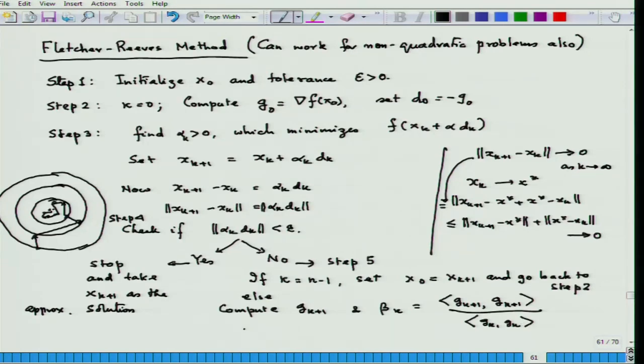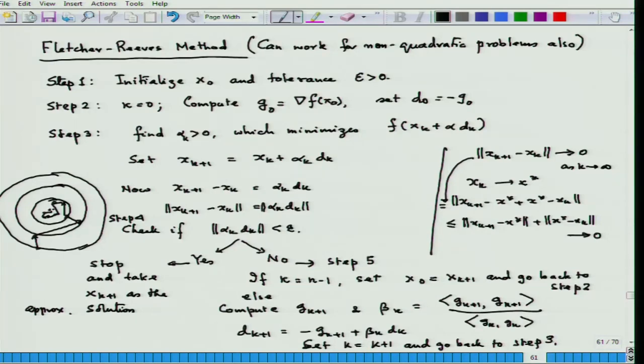And then you compute the next direction d k plus 1, because from x k plus 1 now you have to go to x k plus 2. So you are computing d k plus 1 is equal to minus g k plus 1, in the same way we have done for the Hestenes conjugate gradient method, plus beta k d k. Once you have that, set k equal to k plus 1 and go back to step 3. So, this is an approach.